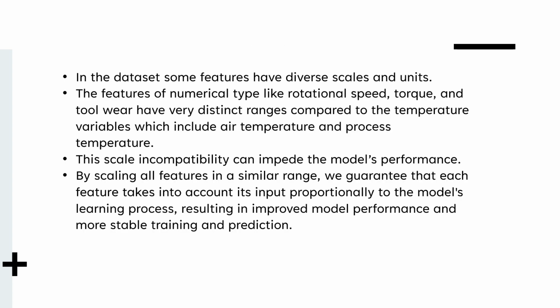In this dataset, there are some features which have diverse scales and units. The numerical features, like the rotational speed, torque, and the tool wear, have very distinct ranges compared to the temperature variables. This scale incompatibility can hinder the model's performance. Therefore, we'll be scaling all the features to a similar range, resulting in improved model performance and more stable training and prediction.